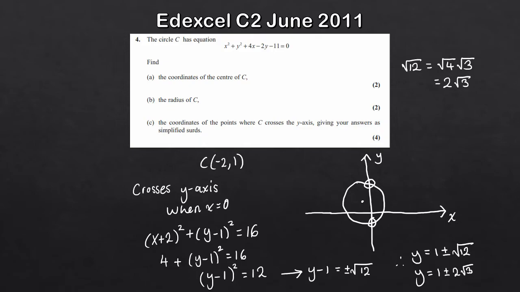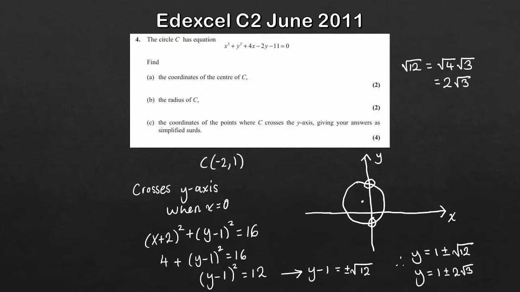Okay. So that's our simplified surds there. So it'd be (0, 1 plus 2 root 3), and it'll be (0, 1 minus 2 root 3) there. Okay, so 4 marks for that. Not too bad. Just be aware of the fact that it's going to cross the y-axis when x equals 0. So that's that question done.